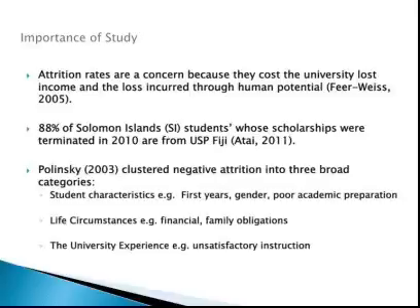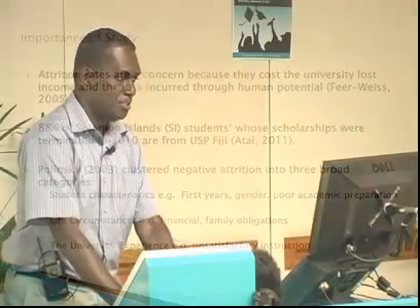And we clustered their opinions into three broad categories that Polinsky 2003 used for clusters of negative attrition: student characteristics like first year or poor academic preparation, life circumstances such as financial and family obligations, or the university experience such as unsatisfactory instruction. And that's what I'll be touching on today, the issue of unsatisfactory instruction. And the things I'll say afterwards will be things that the students that we interviewed gave.